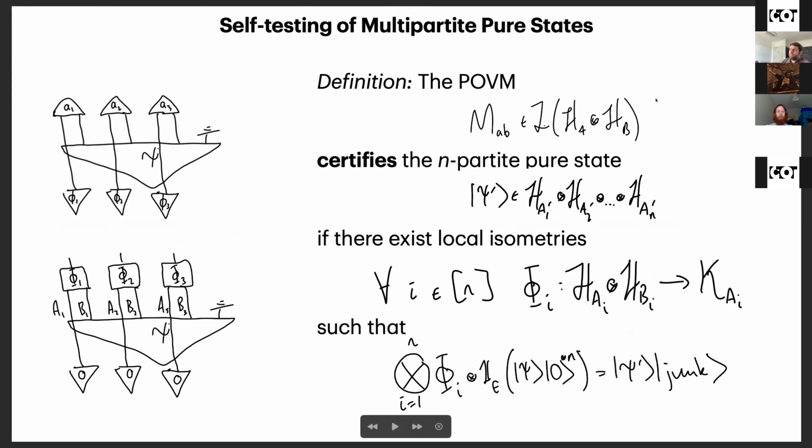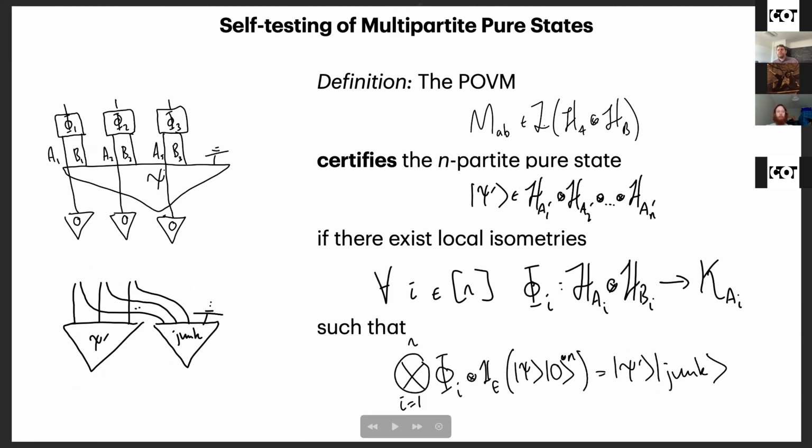So we say that this POVM, which you get from plugging a tomographically complete set of states into your device, certifies the n-partite pure state of this form if, again, there exist local isometries which act on the system that's being plugged in, the trusted system, and your hidden system here. Okay, so we can say that a POVM certifies a particular pure state if there exist local isometries such that you get the thing that you're after plus some junk. So you get something that looks like this.